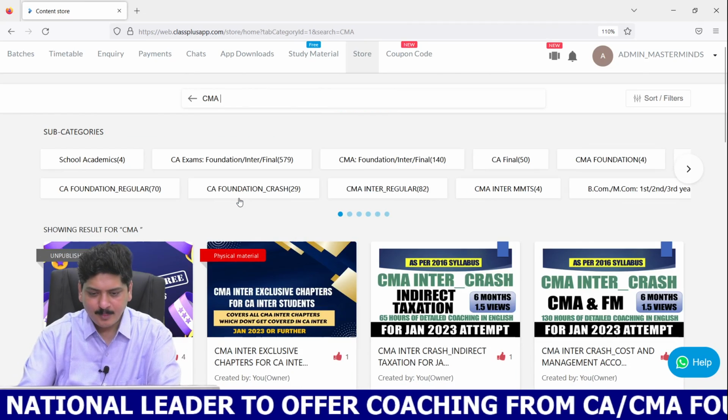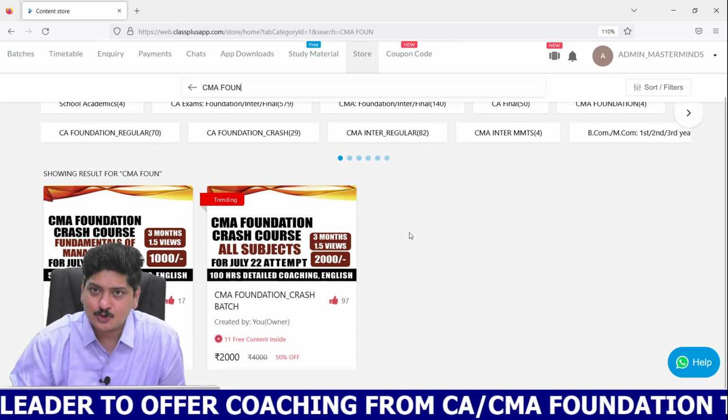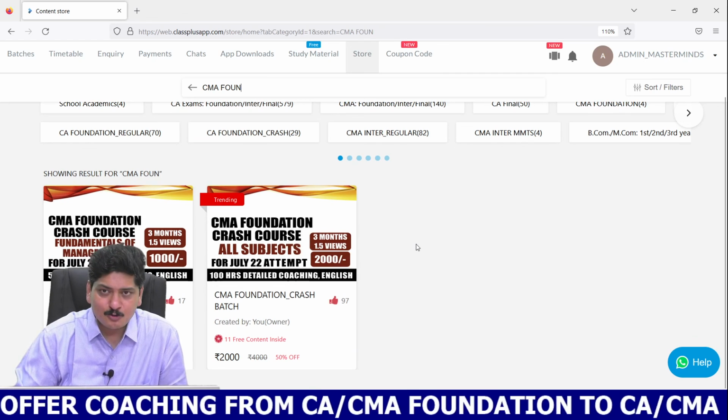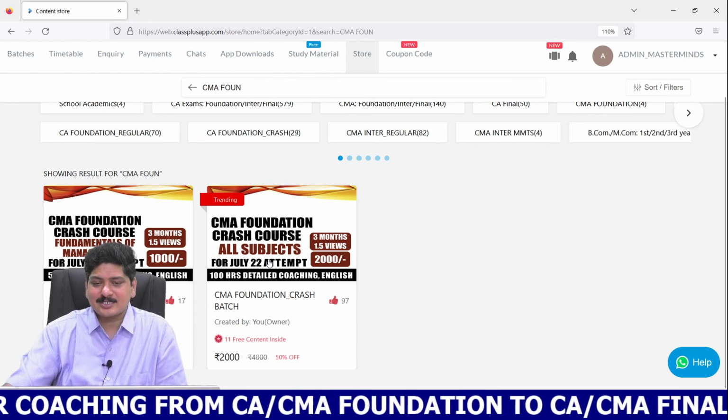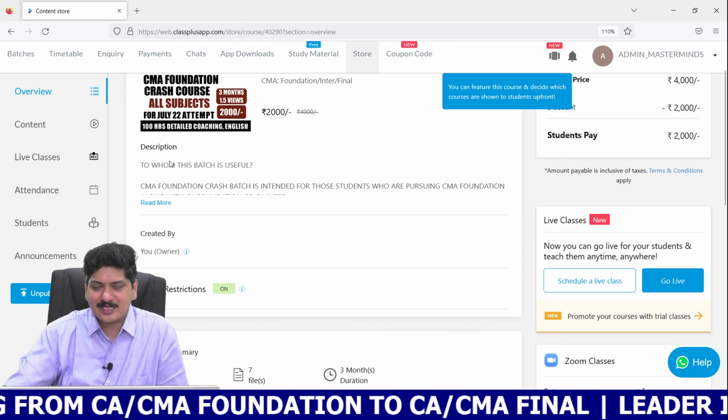Similarly, CMA Foundation Crash Batch is also available for just 2,000 rupees. And before you buy these courses, kindly go through the details given in the description.